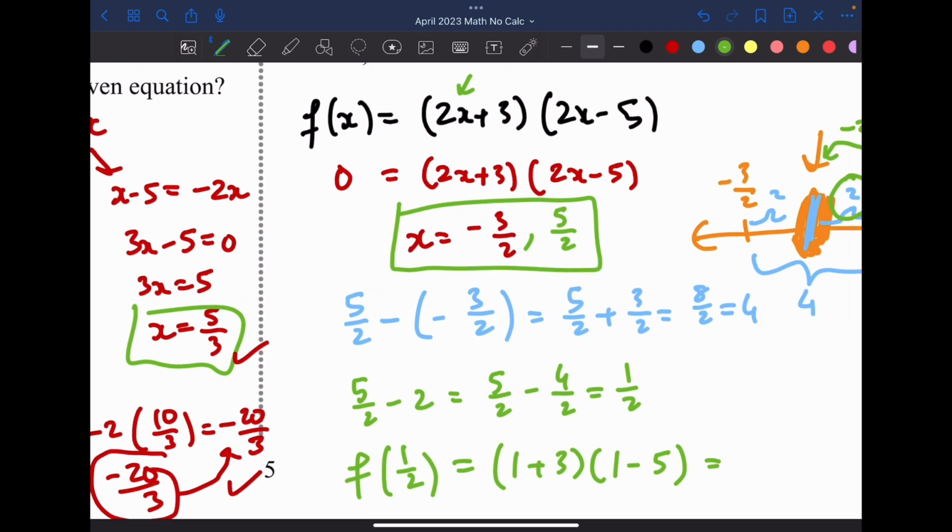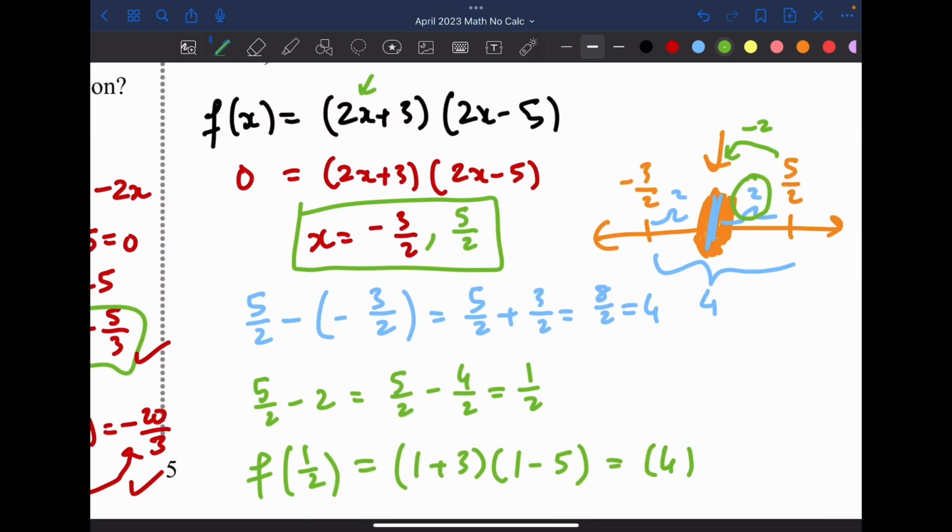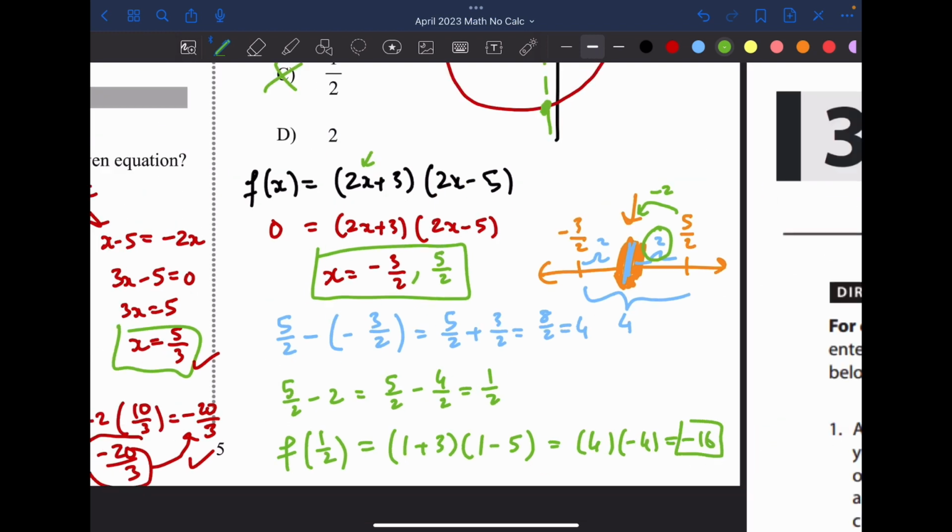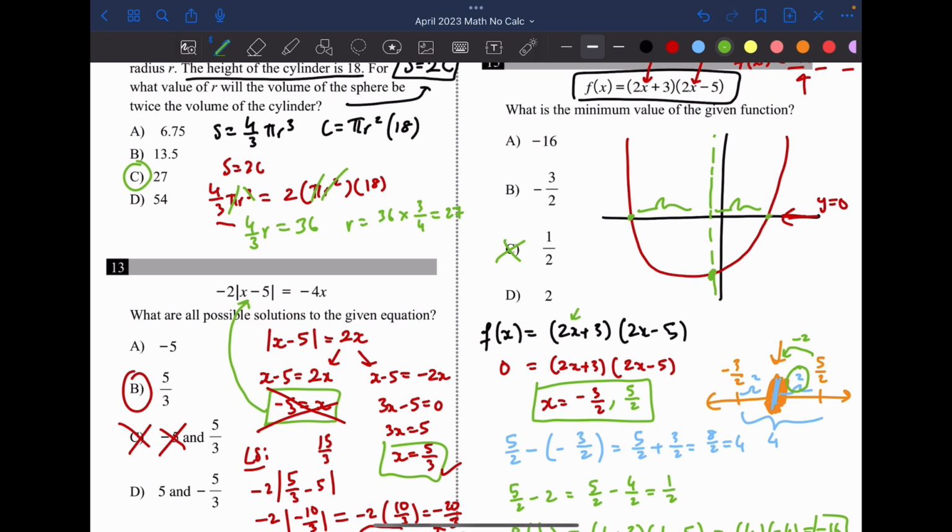If you do this, you would end up with 1 plus 3 is 4. 1 minus 5 is negative 4. 4 times negative 4 is negative 16. And this is what your minimum value is. So the answer is A.